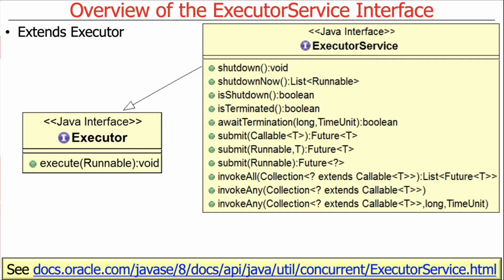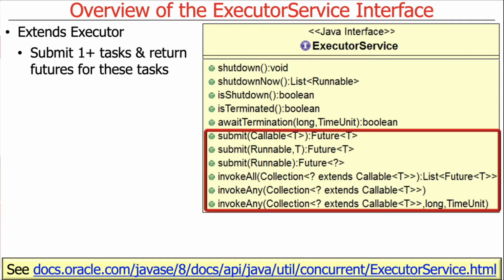The first thing to notice right off the bat is the ExecutorService interface extends the executor interface. So that means we get the execute runnable method by extension in the ExecutorService API. There's a whole bunch of methods here that go above and beyond what you can do with the simple execute method from the executor interface, however. And these different methods allow you to submit one or more tasks and then get back something called futures that you can use to manage the life cycle of those tasks once they are submitted.